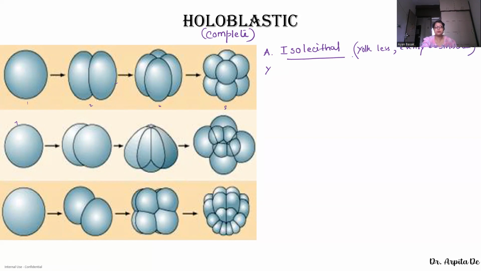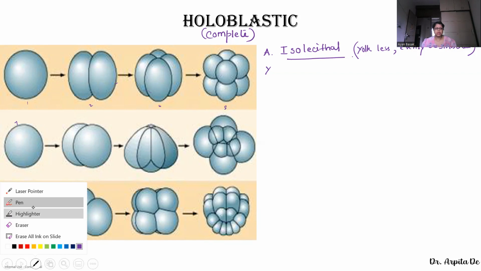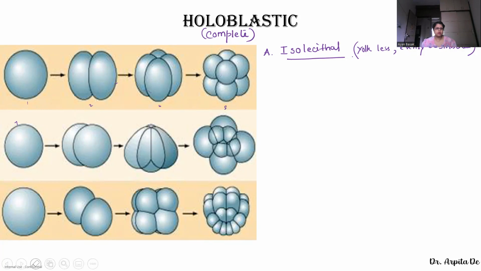Yes or no? Please say something. See, these types of eggs I'm not discussing in detail. You know it. Just for recalling purposes, I've written here: isolecithal eggs are eggs with a lesser amount of yolk and they are evenly distributed. Clear? Okay.